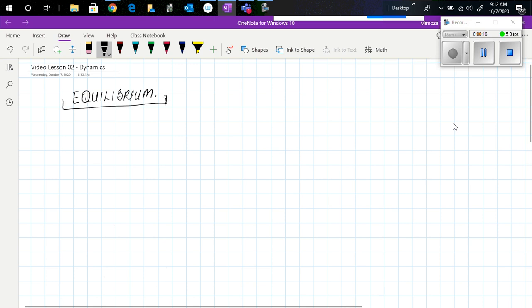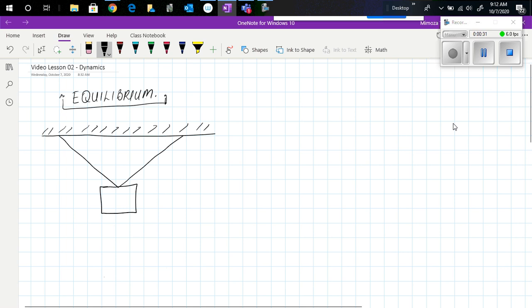So a typical question on equilibrium is when we have an object that is tied with two strings, string 1 and string 2, that are forming a certain angle with the horizontal line. Let's say this is string 1 and this is string 2, and the angles are, let's suppose, 32 degrees and 41 degrees with the horizontal. And the mass of the object is, let's say, 12 kilograms.